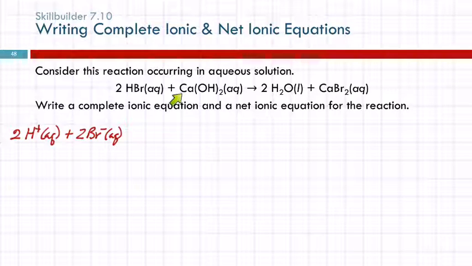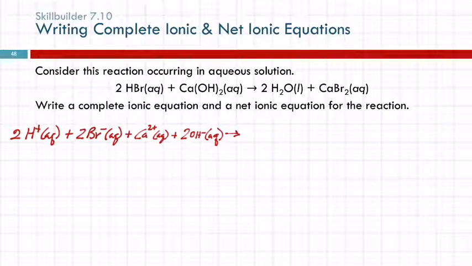Then I'm going to look at the next compound, calcium hydroxide. This is aqueous. I need to separate it into its ions. I've got calcium ion, and I have 2 hydroxide ions. So I've got calcium ion, aqueous, and I've got 2 hydroxide ions. And that's the end of the reactants.